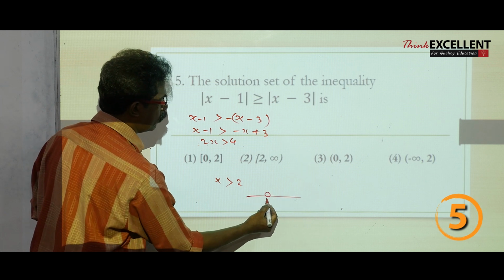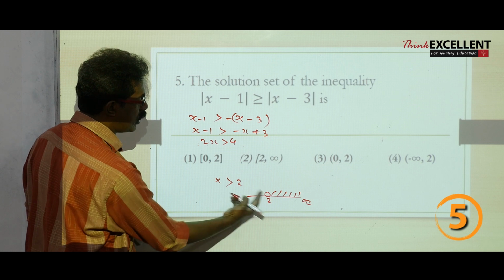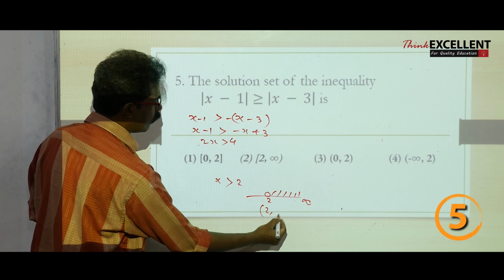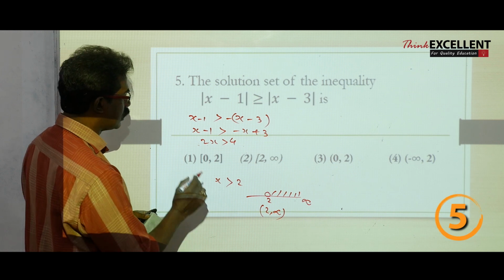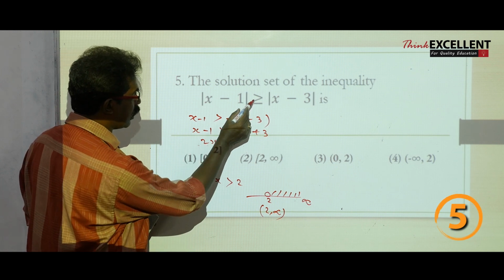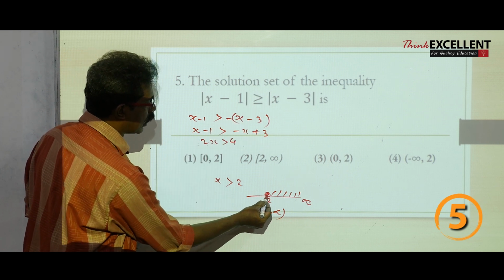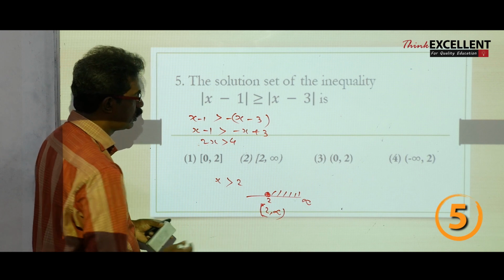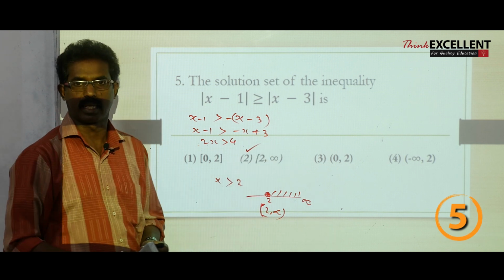X is greater than 2 means 2 and the right side values, it goes up to infinity. 2 is not included, so it is the open interval 2 comma infinity. But here it is given greater than or equal to. Since the equal sign is also there, that point also you can take. So the correct answer is the closed interval 2 comma infinity. So the correct option is the second one.